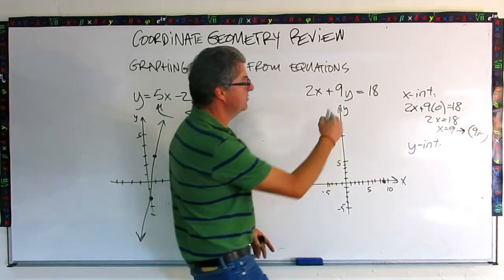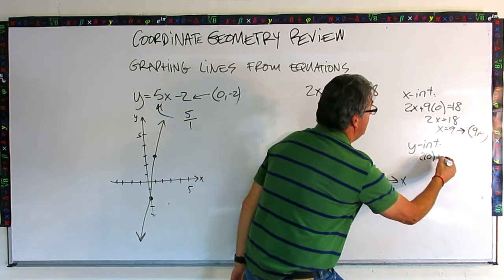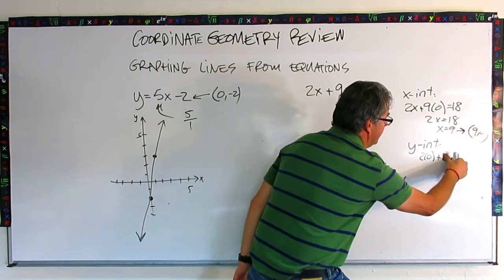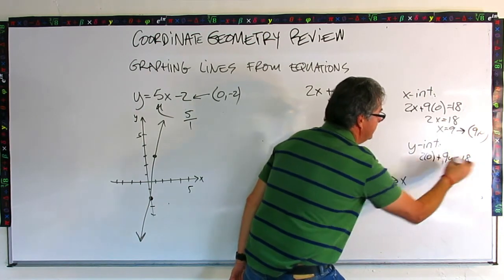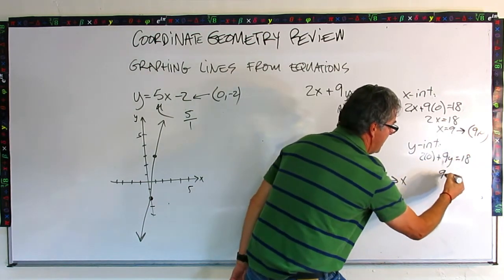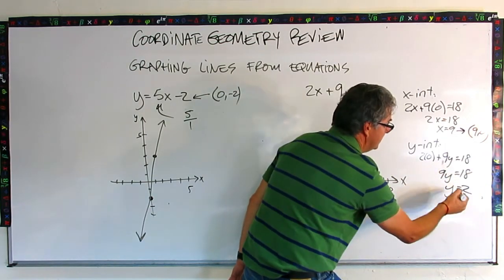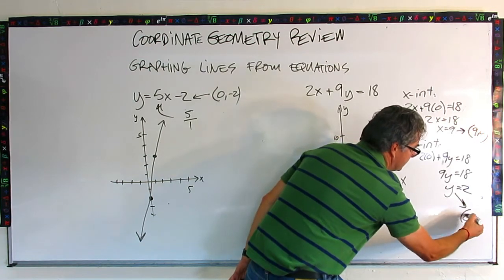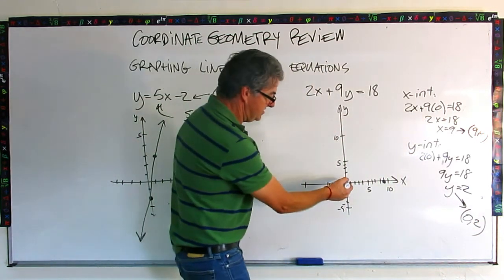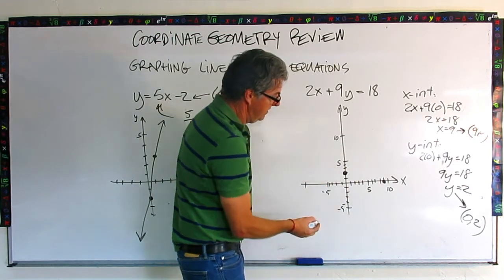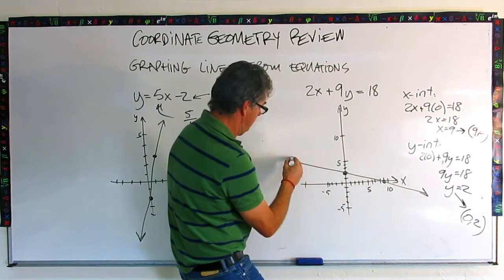So x is 0. So we plug in 0 for x. You get 2 times 0 plus 9y. That should be a 9, David. Equals 18. This goes to 0. We get 9y equals 18, or y equals 2. So this is the point 0, 2. It's right there. And our line is going to go like that.